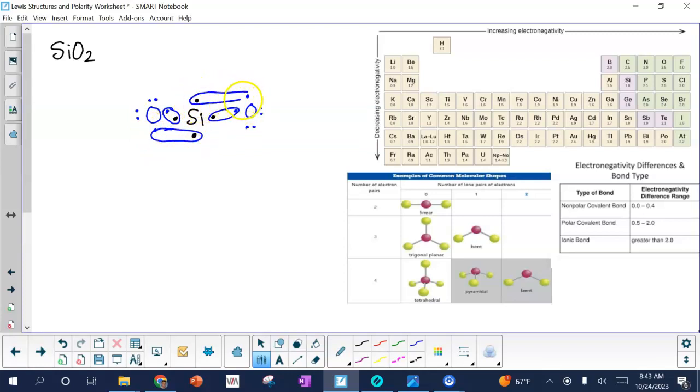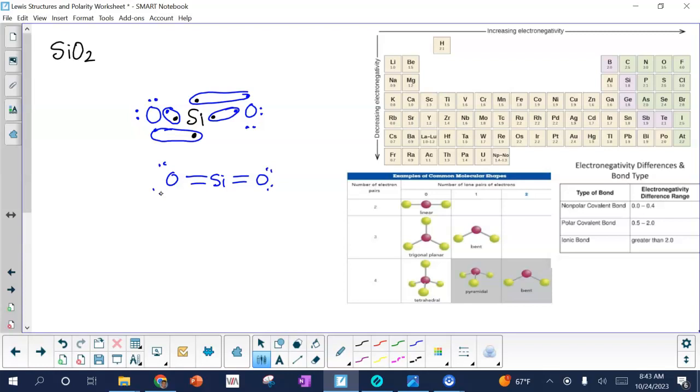If you look at this, when you go to draw it, here's silicon in the middle, double bonded to this oxygen with its 2 lone pairs. We're going to do the same thing for this oxygen, double bond, coupled with its lone pairs. This is kind of how it has to be, where everything ends up with its octet. We have the right number of valence electrons.